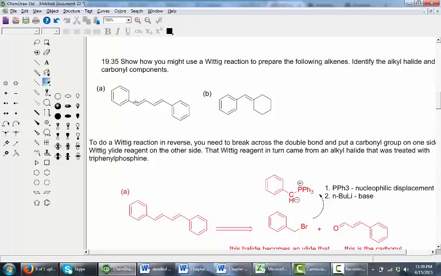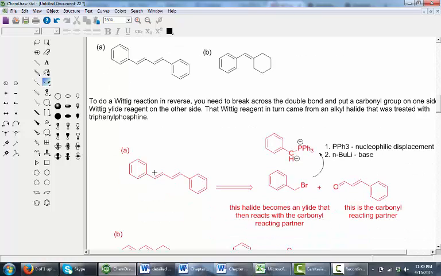So in general, when we want to do a Wittig reaction in reverse, what we need to do is break across a double bond, okay? And then on one side of that double bond, I'm going to put a carbonyl. And on the other side, what I'm going to put initially is this ylid here, this CH minus PPh3 plus, the negative-positive ylid, where the key bond being formed is between this carbon and this other carbon as well. So this is the new bond between this ylid carbon and the carbonyl carbon.